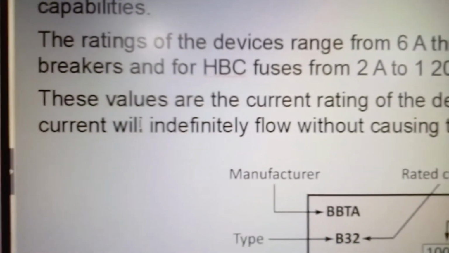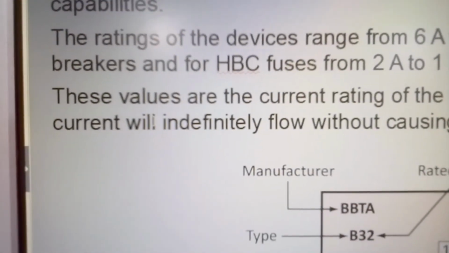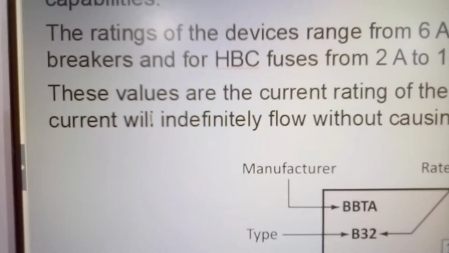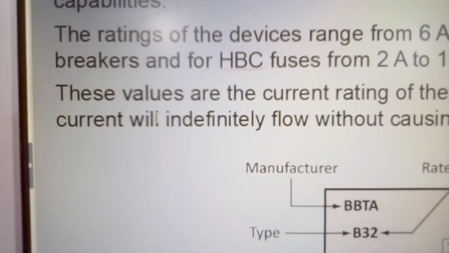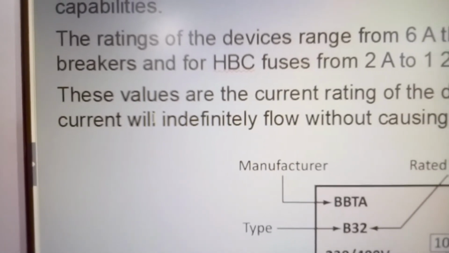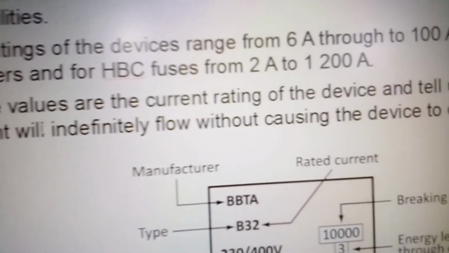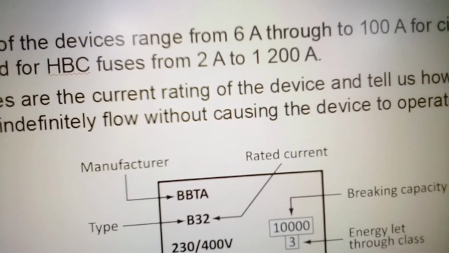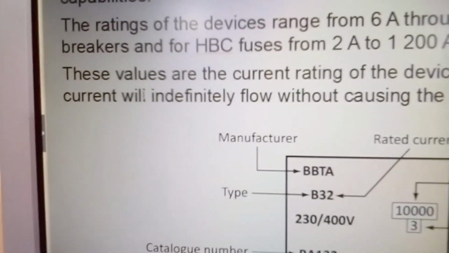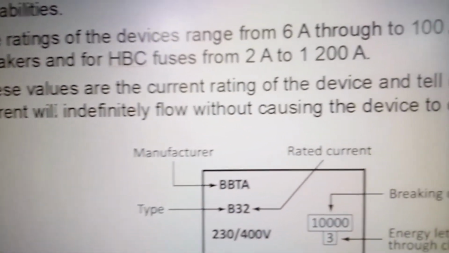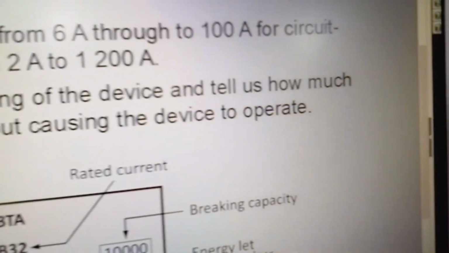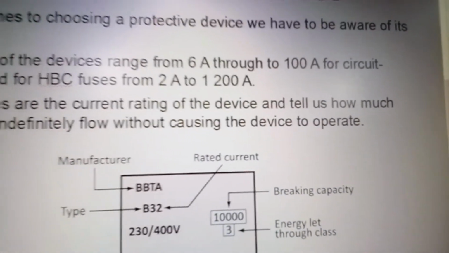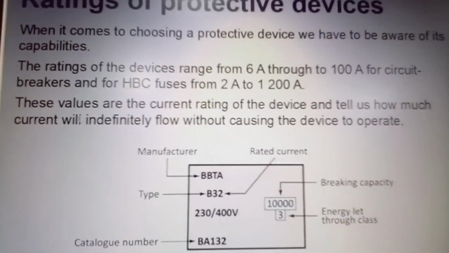And what it is saying here is that high breaking capacity fuses, HRC, or high rupture capacity fuses, from 2 amps to 1200 amps. Let me just go back and pull back now a bit and pan out so we can get it all in.